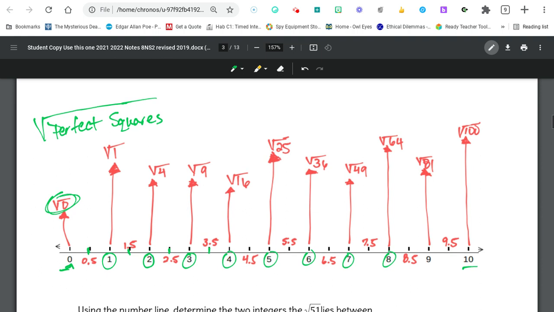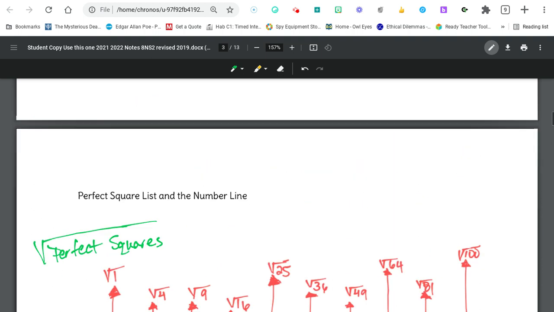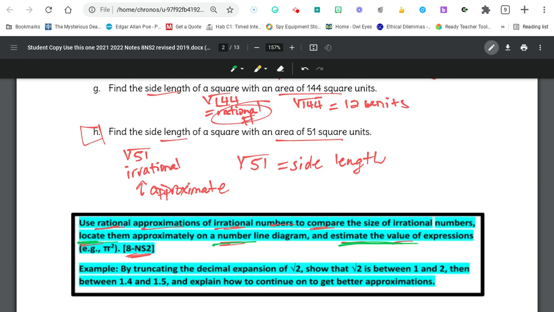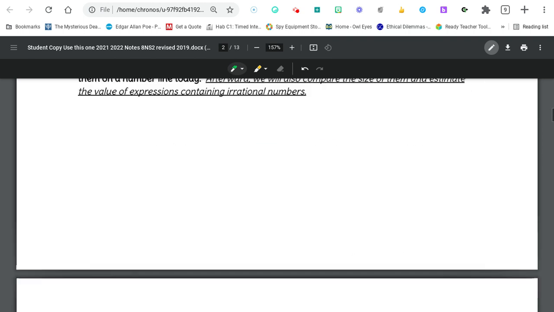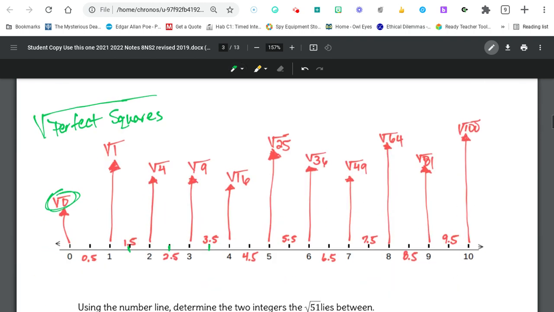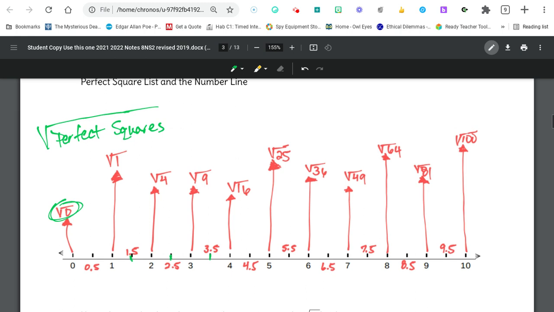So if I want to approximate, because I'm going to have to approximate these, the square root of 51, still thinking about this. If I want to find that side length, try to figure out what number times itself gives me 51, I'm going to show you how to do that using a common sense approach. Okay? We've got to approximate. We're not going to get an exact answer, guys. So I'm going to look up here.